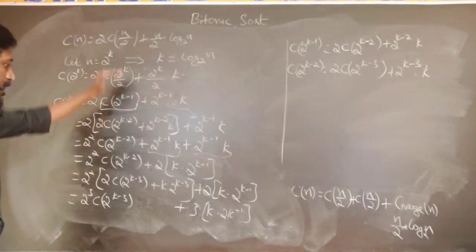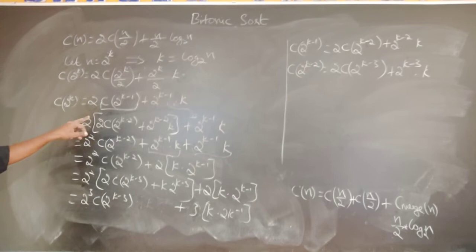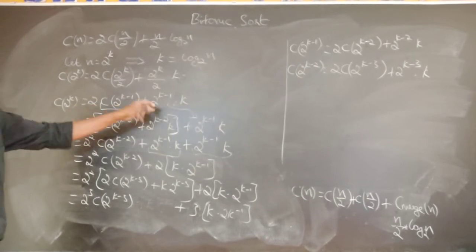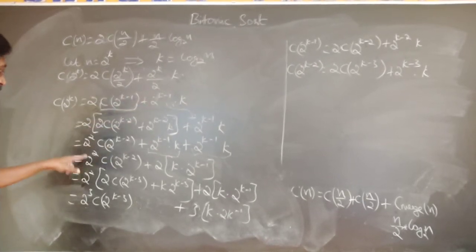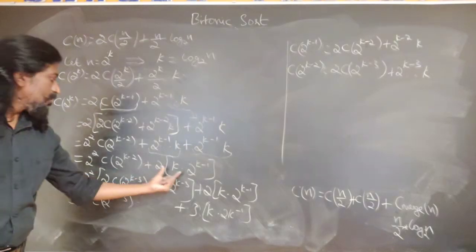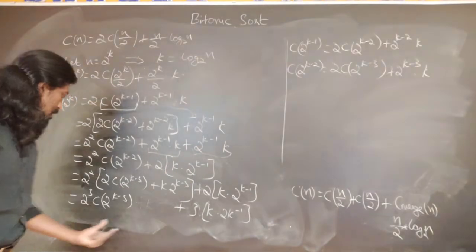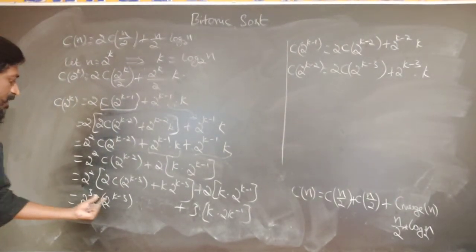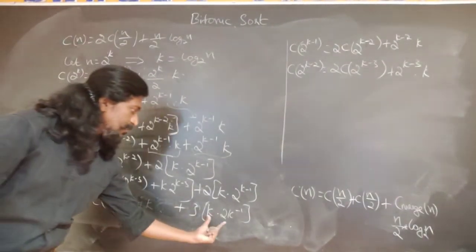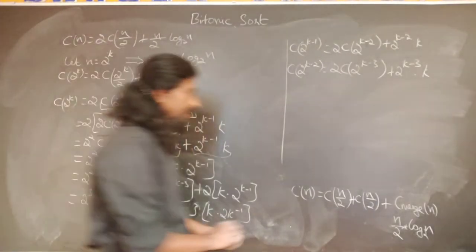Okay, so now we can observe there is a pattern. When there is a 1 over here, it is k minus 1, and this is multiplied 1 time. When we have 2 over here, this is k minus 2 and this is multiplied 2 times. This term is k into 2 to the power of k minus 1. When we have a 3 over here, it is k minus 3 and k into 2 to the power of k minus 1 is multiplied 3 times.